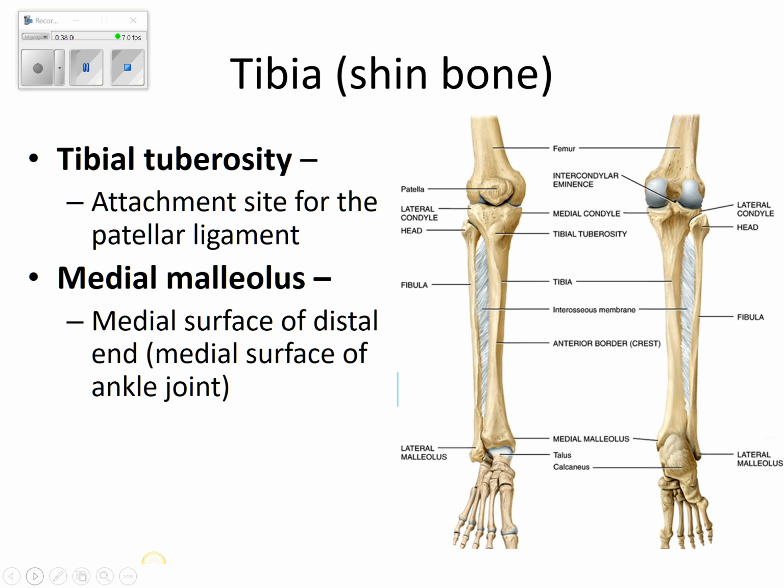Your tibial tuberosity, that is the roughened area here. That is the attachment site for the patellar ligament. You have your medial malleolus, which is only on the tibia bone, that is down here. That is the medial surface of the distal end, so it's the middle surface of the ankle joint. So your malleolus is the bony projection on each side of your ankle. The medial malleolus is on your tibia bone, the lateral malleolus will be on your fibula bone.